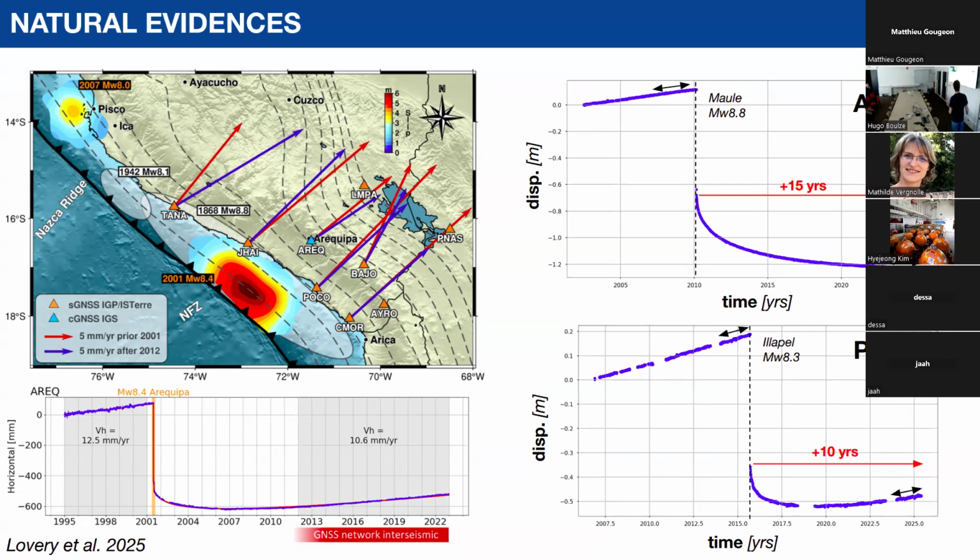I have done the same exercise using the Antuco station facing the Maule earthquake, where we see that 15 years after the earthquake, we do not have the same velocity. So it means we are not in the inter-seismic period. And the same exercise for the Illapel earthquake, 10 years after, we do not have the same velocity, even if we are closer.